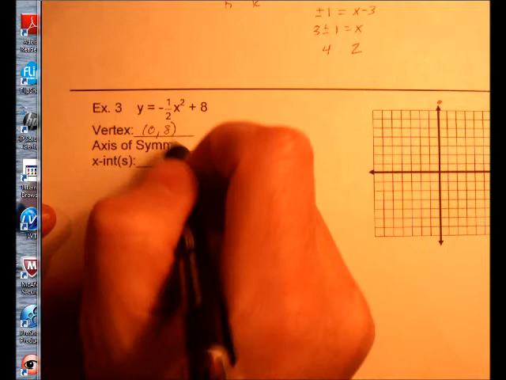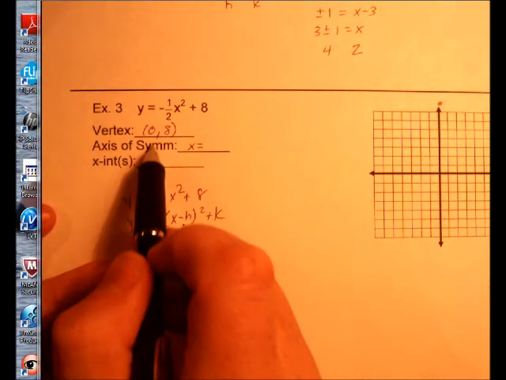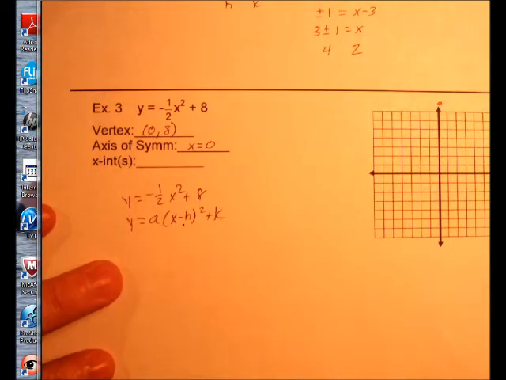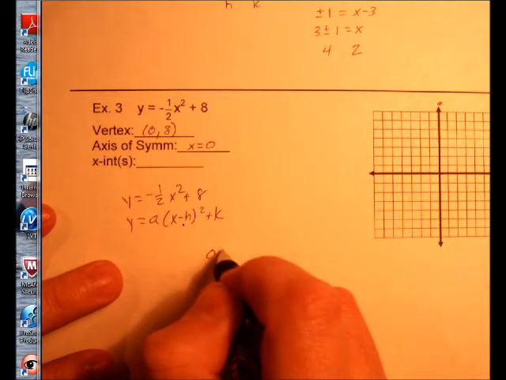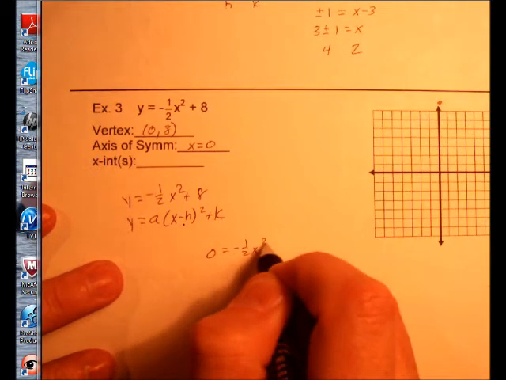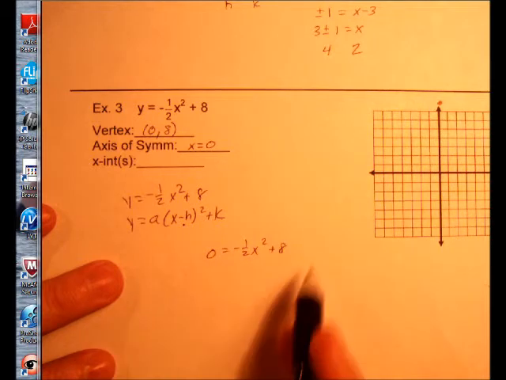We know the axis of symmetry, of course, should be really easy at this point. x equals 0. Your x-intercepts, so just set it equal to 0. So subtract 8.